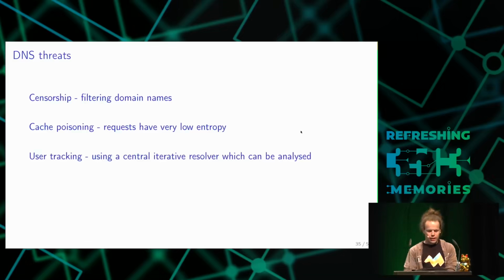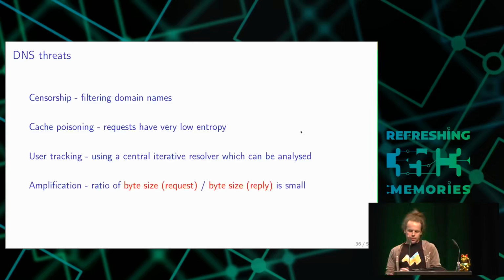What else is a threat is definitely user tracking. If you run a central resolver, which is used by a lot of people, you see a lot of information from all of those people, and you can track them. So you know which domain names are around, which domain names are asked for, and so on.